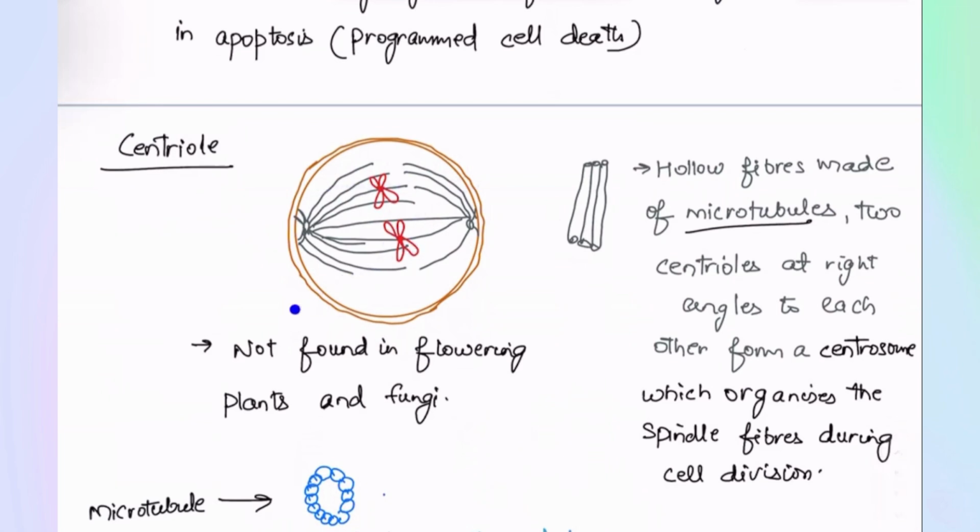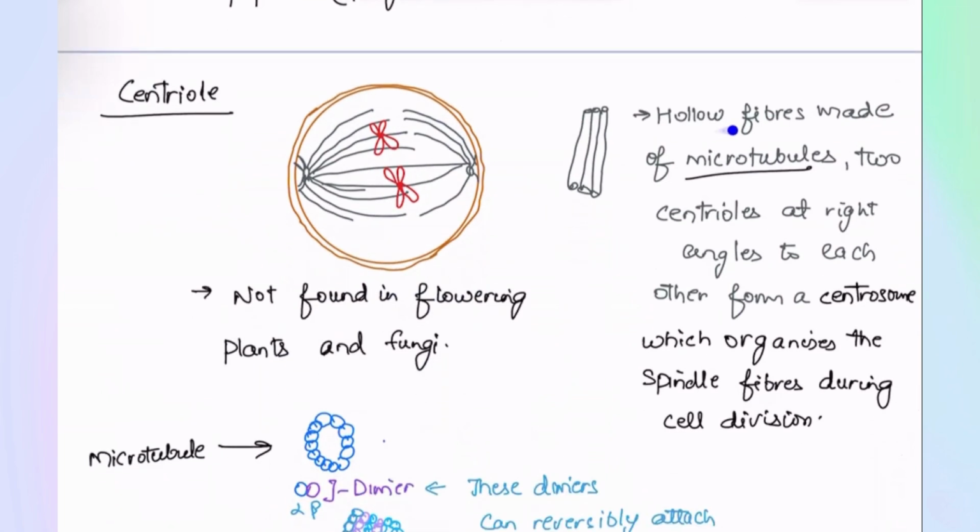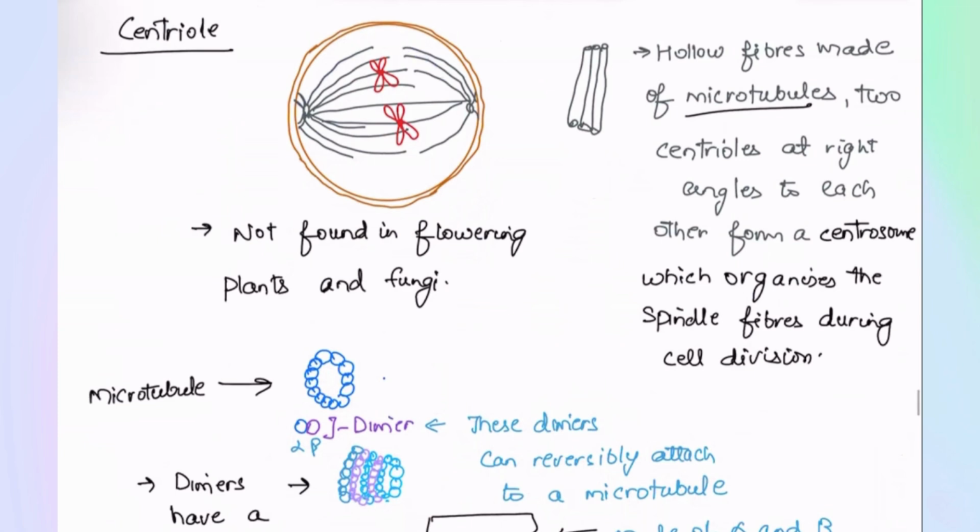Centriole is actually not found in flowering plants and fungi, but in other eukaryotic cells. It has a hollow fiber made up of microtubules, two centrioles at right angles to each other, and they form a centrosome, which organizes the spindle fiber during cell division. This is how a cell looks like during mitosis and meiosis. The spindle fiber arranges the chromosomes and makes them ready for symmetrical division.